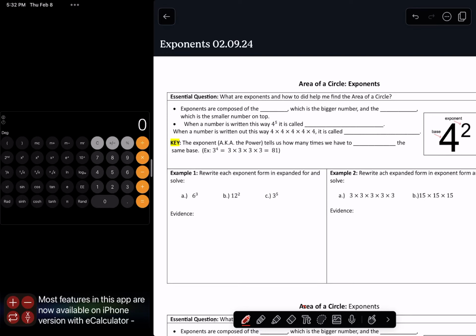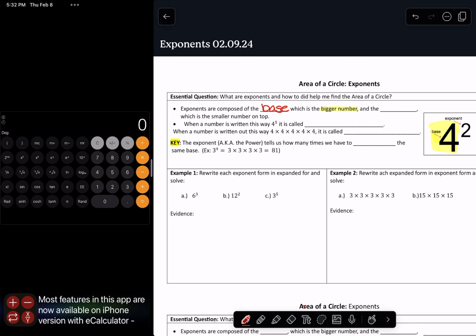So today we're going to look at exponents. Exponents are composed of two parts. The first one is the base, which is our bigger number, so our main number. If we look at the picture, that is our 4.